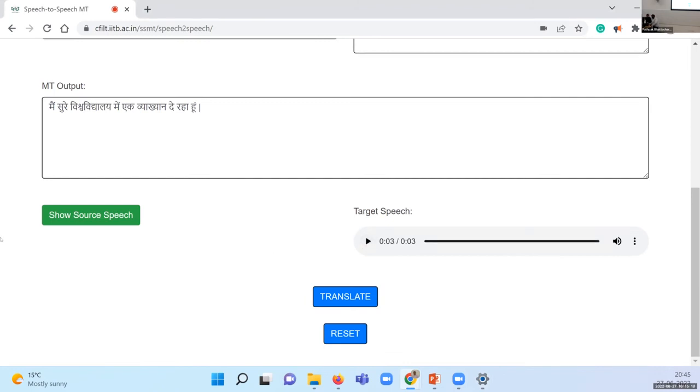So Surrey became Surrey. And this Hindi is correct.